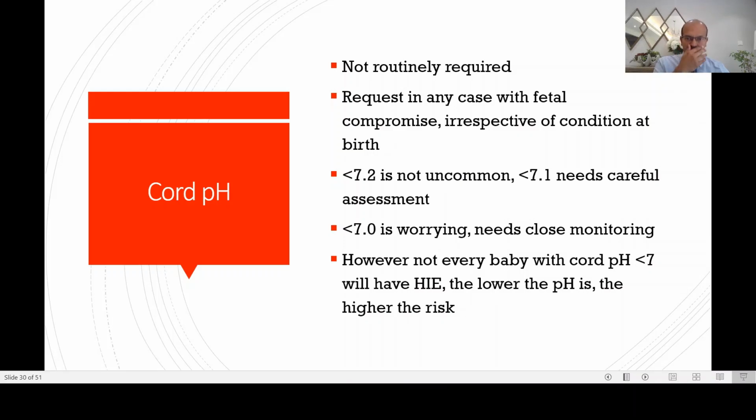The pH of less than 7.2 is not uncommon, and less than 7.1 needs evaluation. However, less than 7 is worrying and needs close monitoring. Not every baby with the cord pH less than 7 will have HIE. The lower the pH is, the higher the risk.